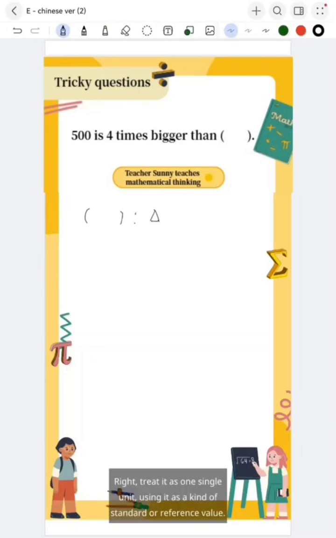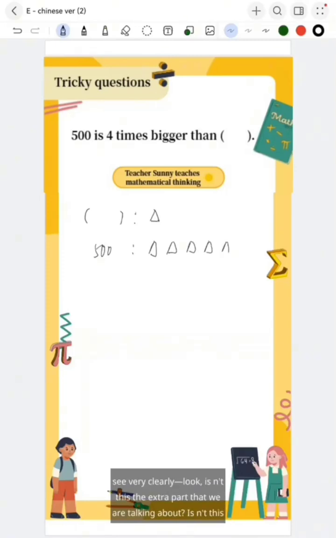Right? Treat it as one single unit, using it as a kind of standard or reference value. So relatively speaking, 500 is actually 4 times greater than it, right? In other words, it's 4 times more, which means it's actually 5 times as much as the number in parentheses.